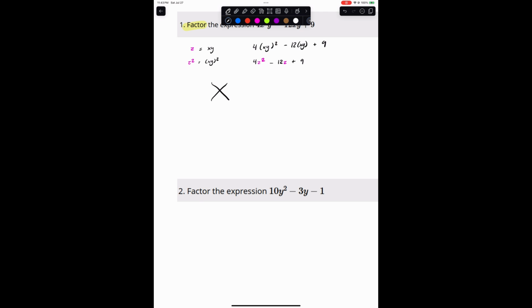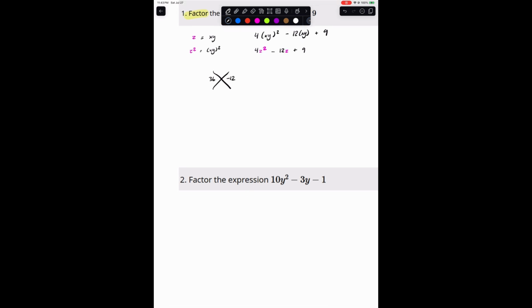I'm looking for two numbers that multiply up to 36 and add up to negative 12. I can't think right now. Let me just write out numbers: 1 and 36, 2 and 18, 3 and 12, 4 and 9. Oh, 6 and 6, right? So negative 6 and negative 6. So we get 4z squared minus 6z minus 6z plus 9.